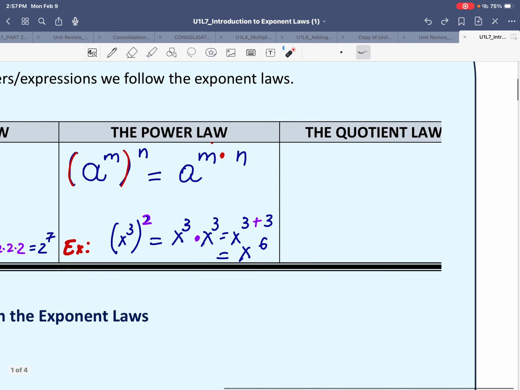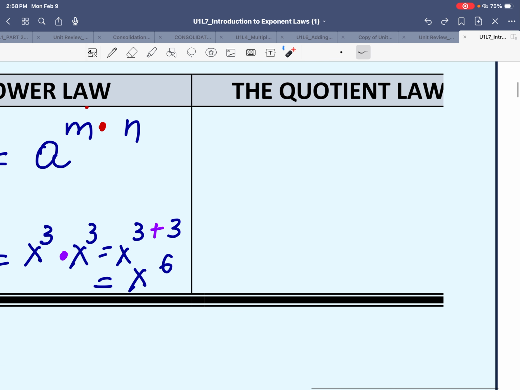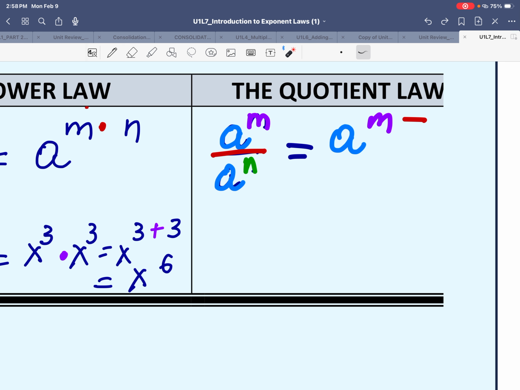Now, the quotient law helps us divide two exponential numbers. And if we are dividing a to the power of m by a to the power of n, it's very important the bases are the same. Otherwise, we can't even divide them. And the answer will be a to the power of m subtract n.